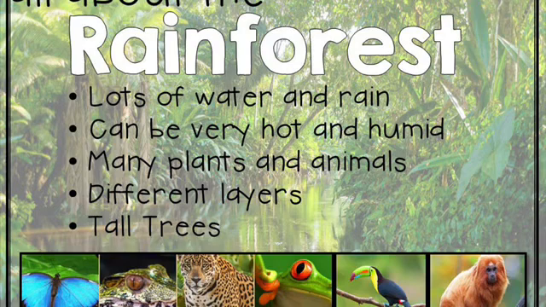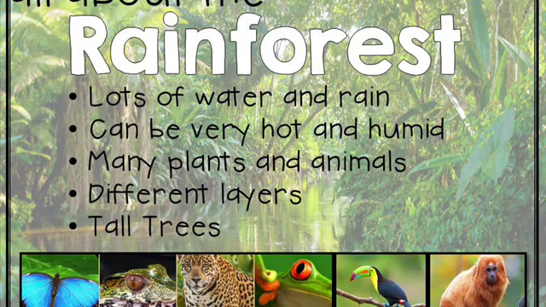First, there's lots of water and rain in the rainforest. It can also be very hot and humid. We all know what it means to be hot, but humid actually means when there's lots of water in that hot air. It's that weather that makes us feel kind of sticky and sweaty. I absolutely hate humid weather, but that's the reality of the weather a lot of times in the rainforest. There's also many plants and animals. We'll learn more about those this week.